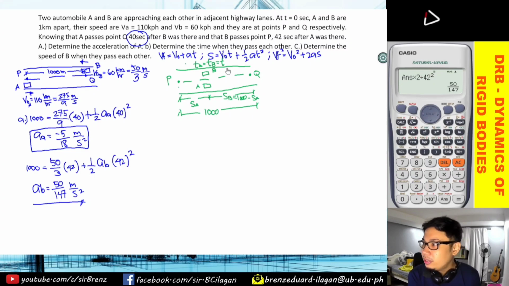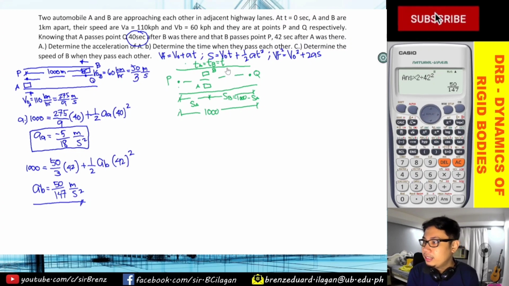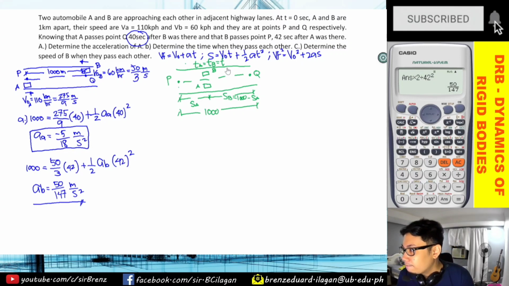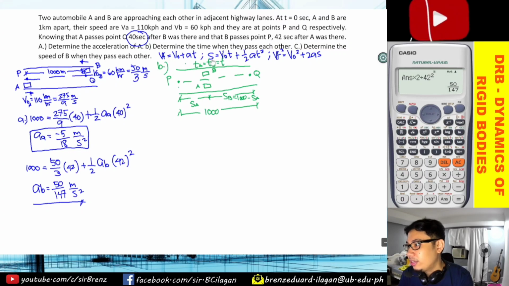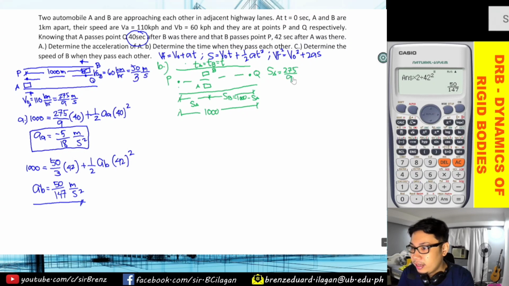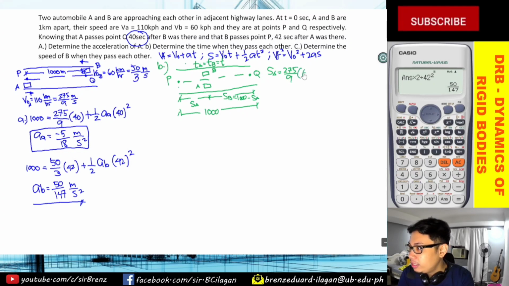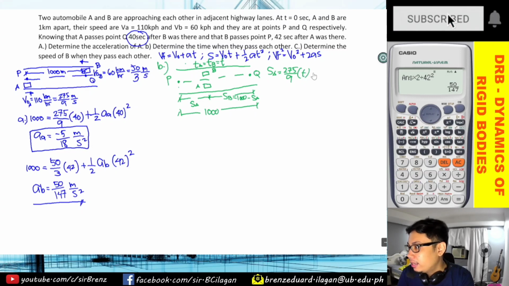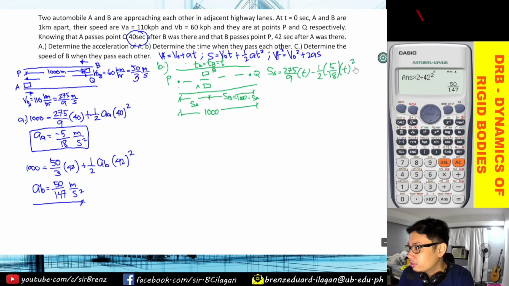So determine the time when they pass each other. So alin kaya yung pwede natin gamitin dyan? Think same equation din, no? Yung equation number 2. So let's start first with car A. So siya magiging S sub A nga is equals to, so again ang initial velocity ni car A is given as 275 over 9, times the time t. So again equal lang naman yung time nila. And then minus, so alam na natin siya ay minus kasi nga deceleration to since negative, 5 over 18 times t squared.